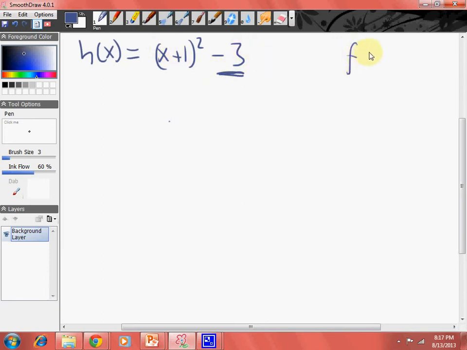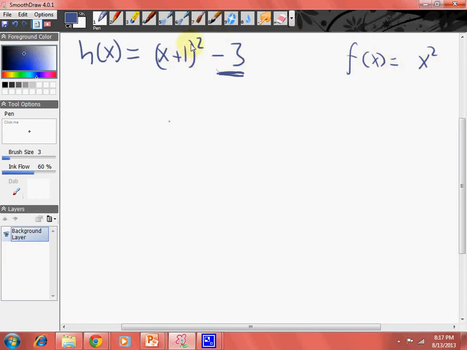Let's go ahead and call it f of x equals x squared. That's the parent function. And the reason why I call it the parent function is that the only number I see is the exponent. All the other numbers are removed. This guy moves this function down 3 because that's a vertical shift. That's outside the parentheses, right? It's outside. It's like attached right there.